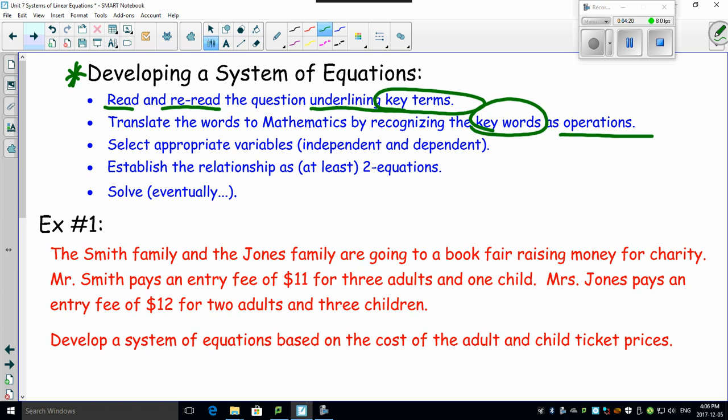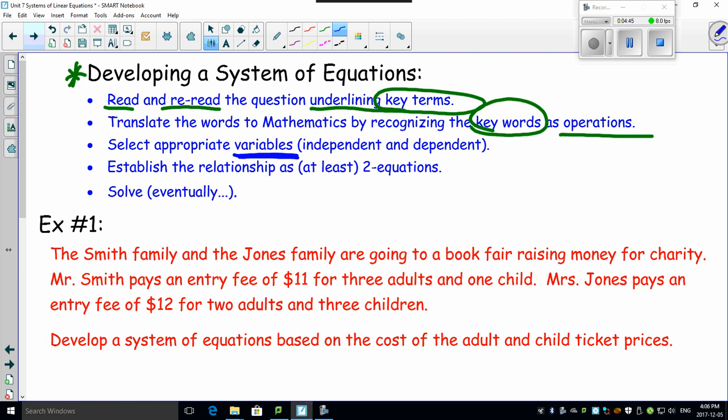And with the questions that we're going to do here right away, I'm going to show you some pretty neat questions, and that might help us in understanding the translation part. Then select appropriate variables. You don't always have to go with x's and y's. If we're talking about money, we can use things like cost and the number of people.